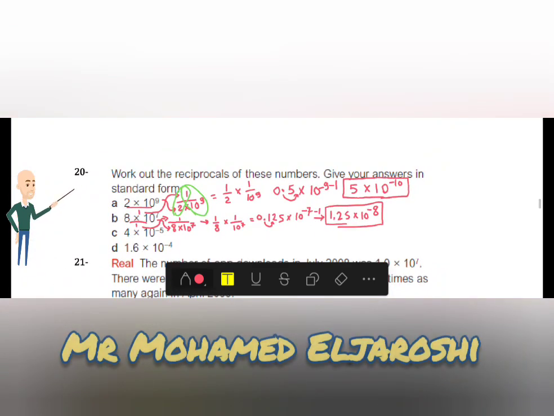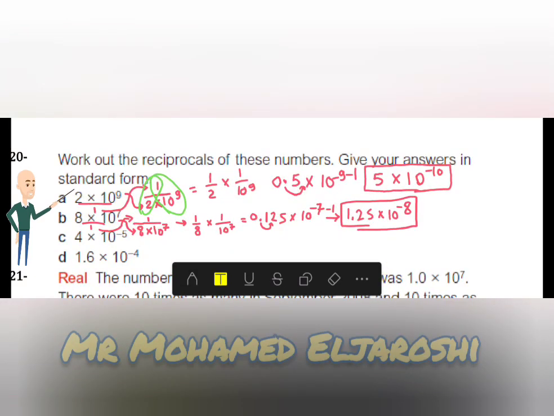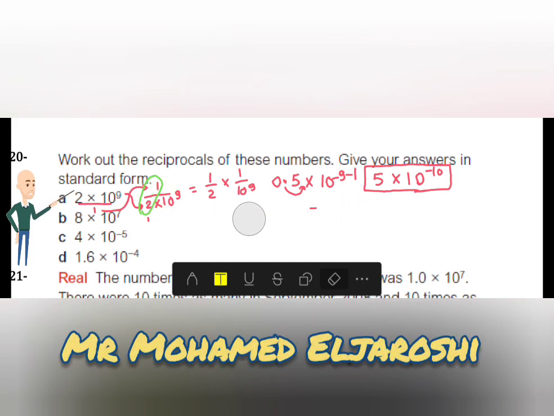Same idea to answer C and D. Now, I'm going to erase question B so I can find space for question C. I hope you understood the idea of these steps. Now, I'm going to do the same with question C. Let me erase first and then we will answer it. I'll follow the same steps and show you how to answer it.